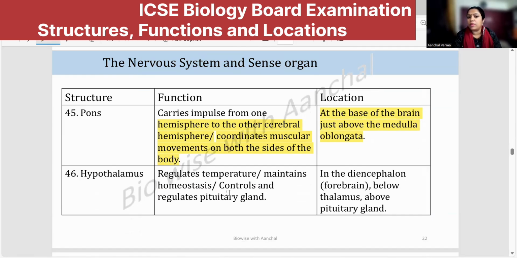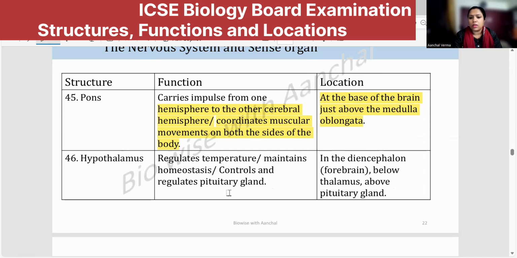Now always remember, whenever structure and function is asked, after reading your answer, you should get back to the question that is asked. For example, if I ask you which structure is responsible for carrying impulse from one hemisphere to the other cerebral hemisphere and coordinates the muscular activity of both sides, the answer will be pons. A hard fibrous structure which connects the two hemispheres is corpus callosum. So you should come to the answer that you write.